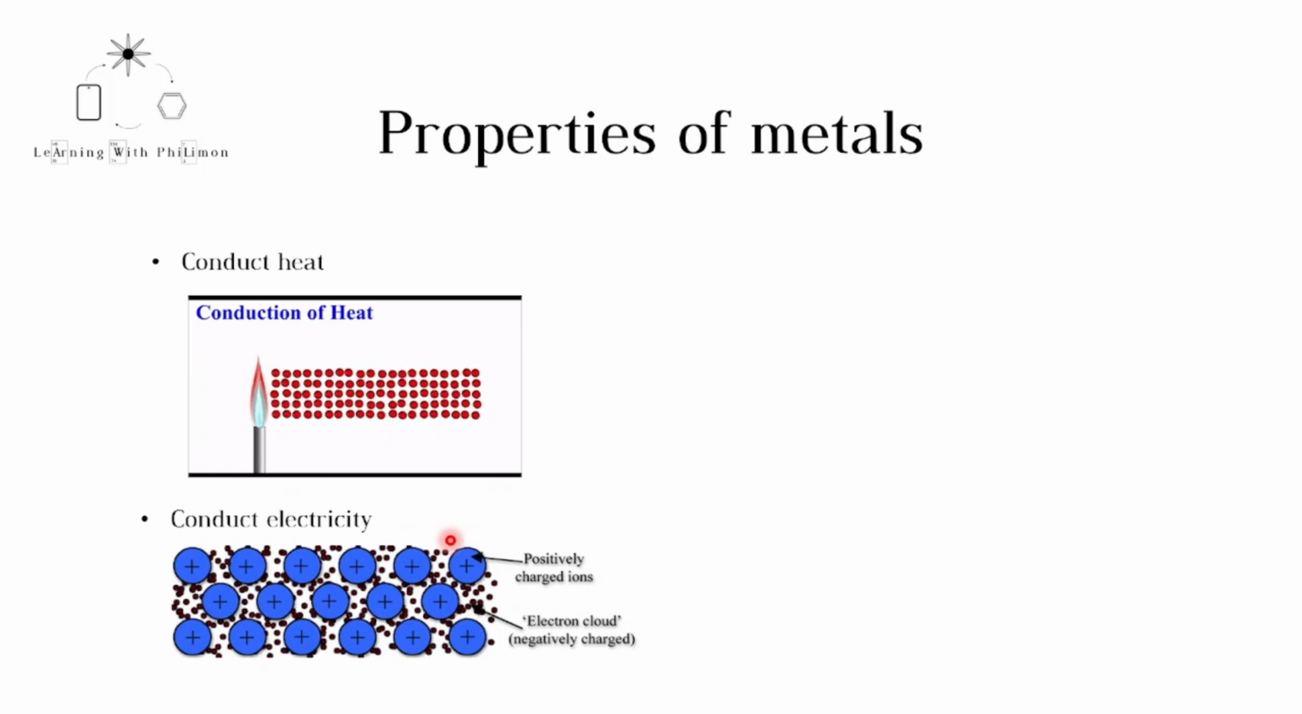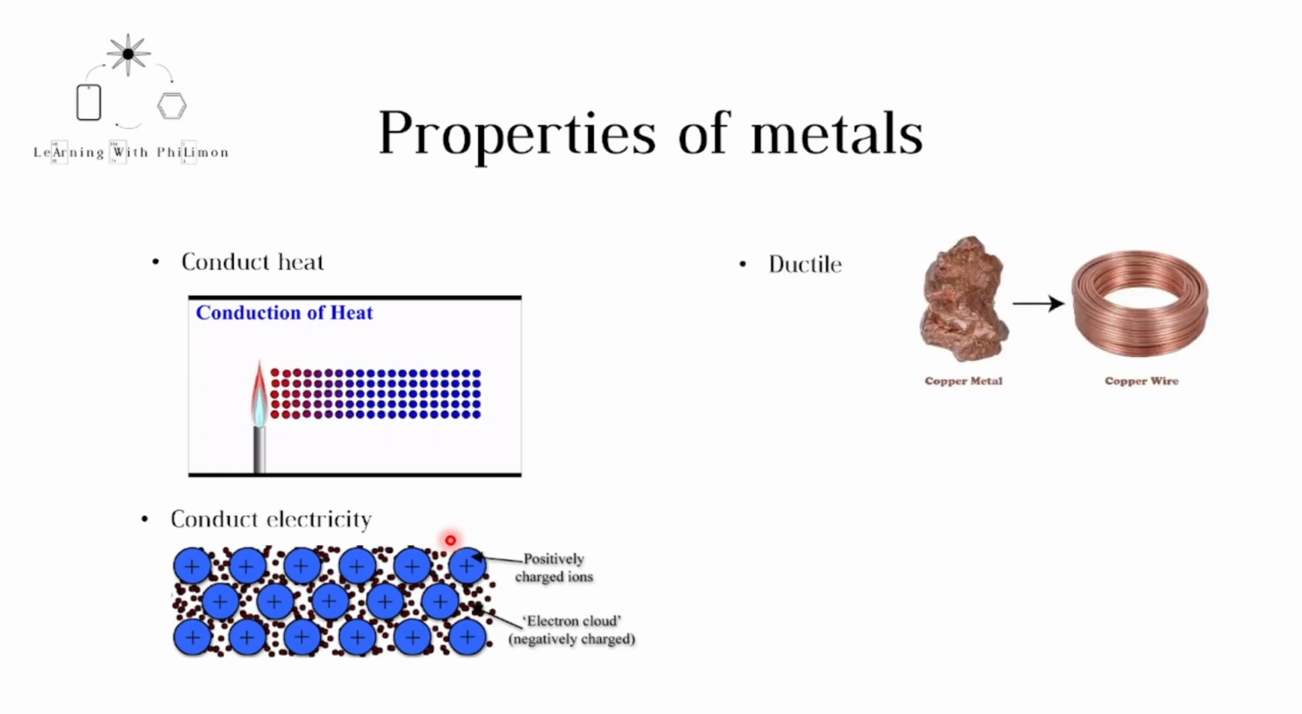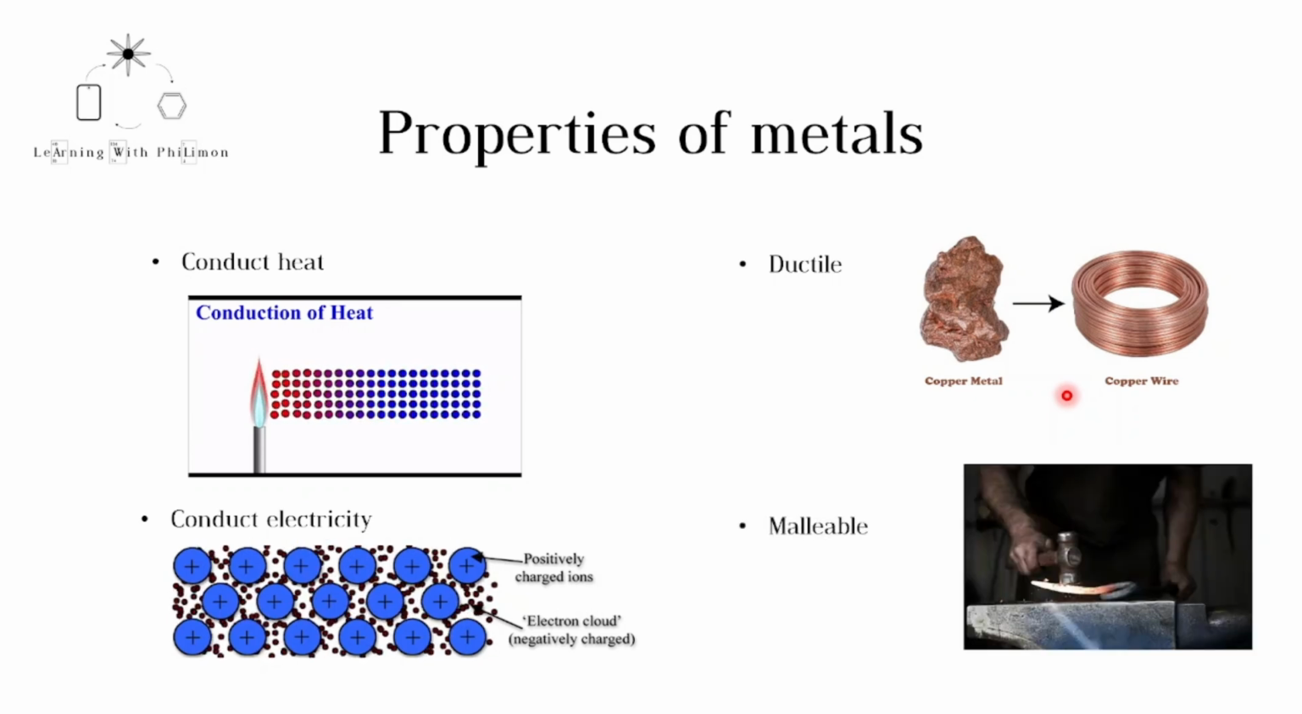All metals are ductile, which means that they can be drawn into a wire. Copper is a good example of this, as most electrical wires are made of copper. Metals are malleable, which means that their shape can be changed without breaking. Next, we will look at how alkali metals differ from transition metals.